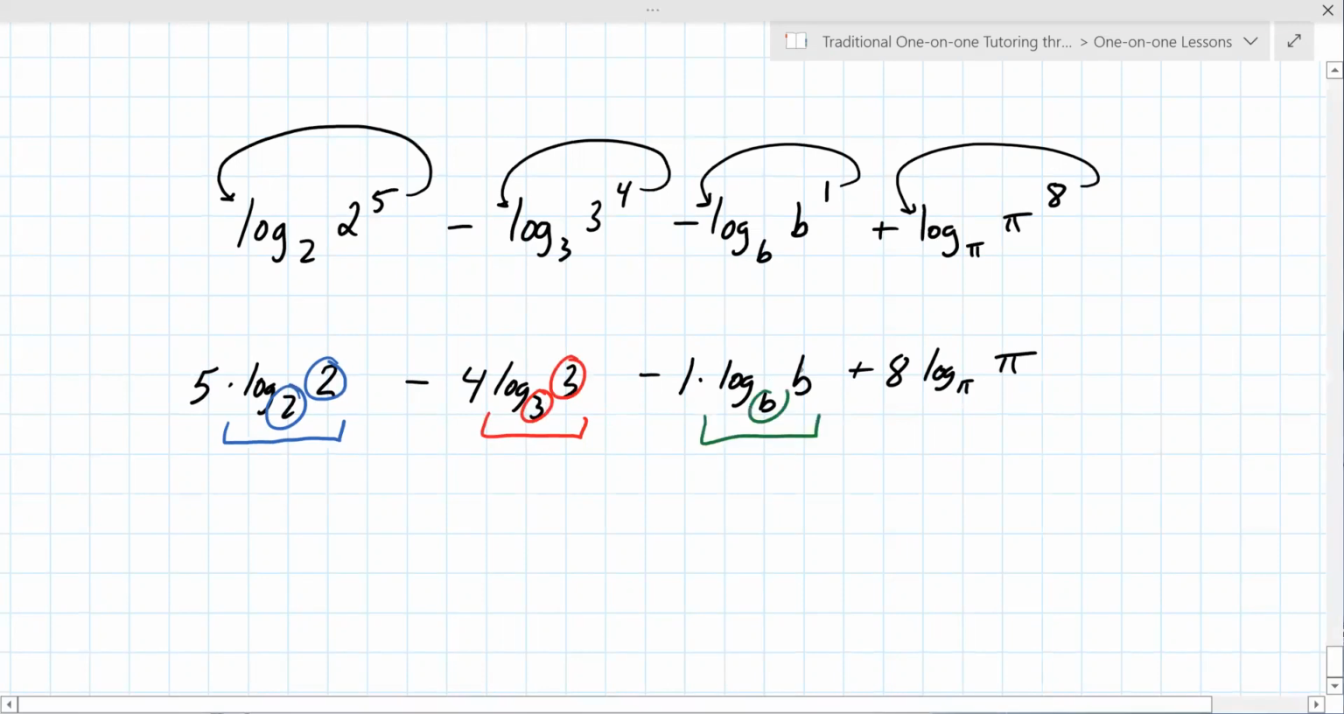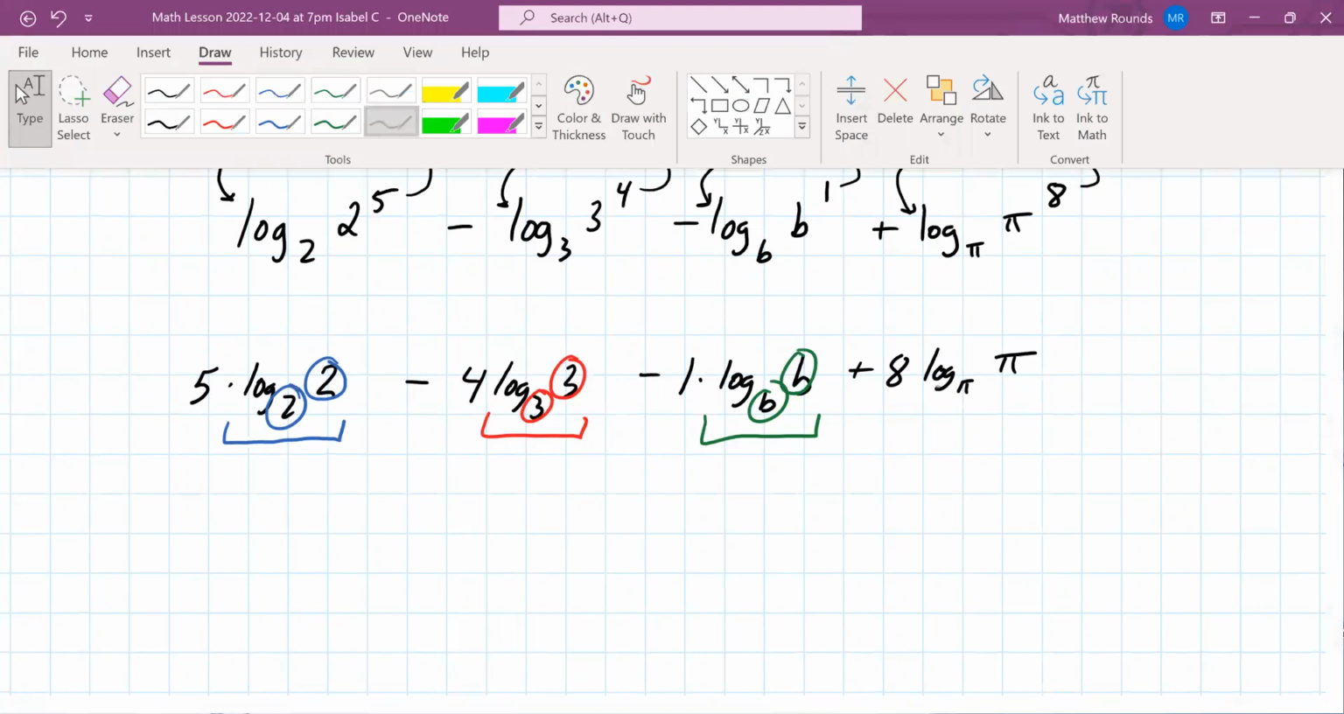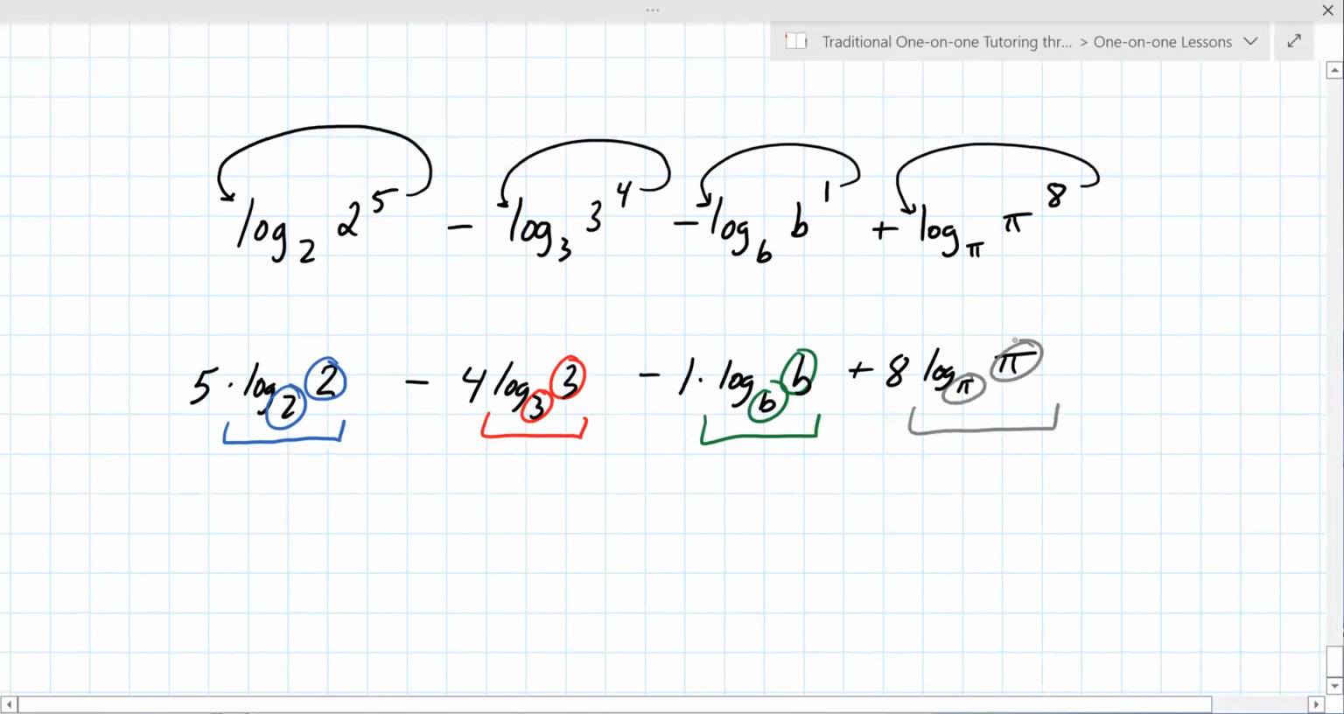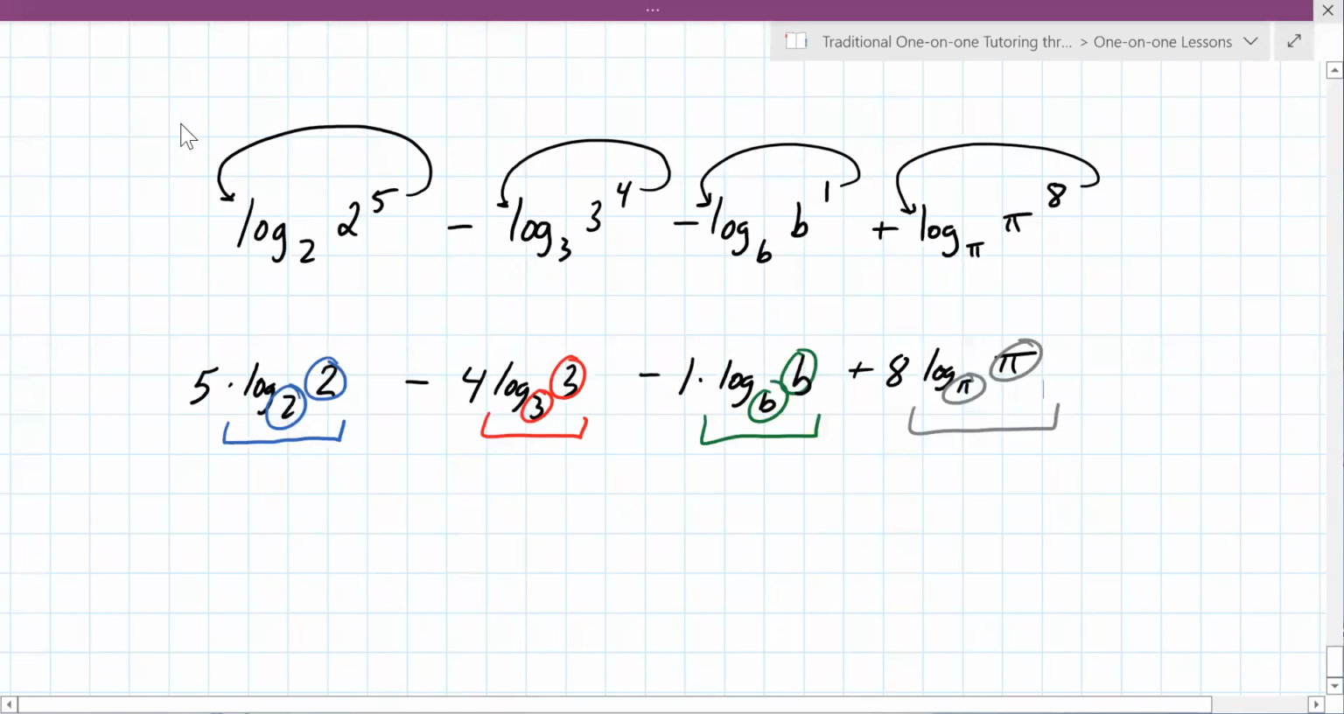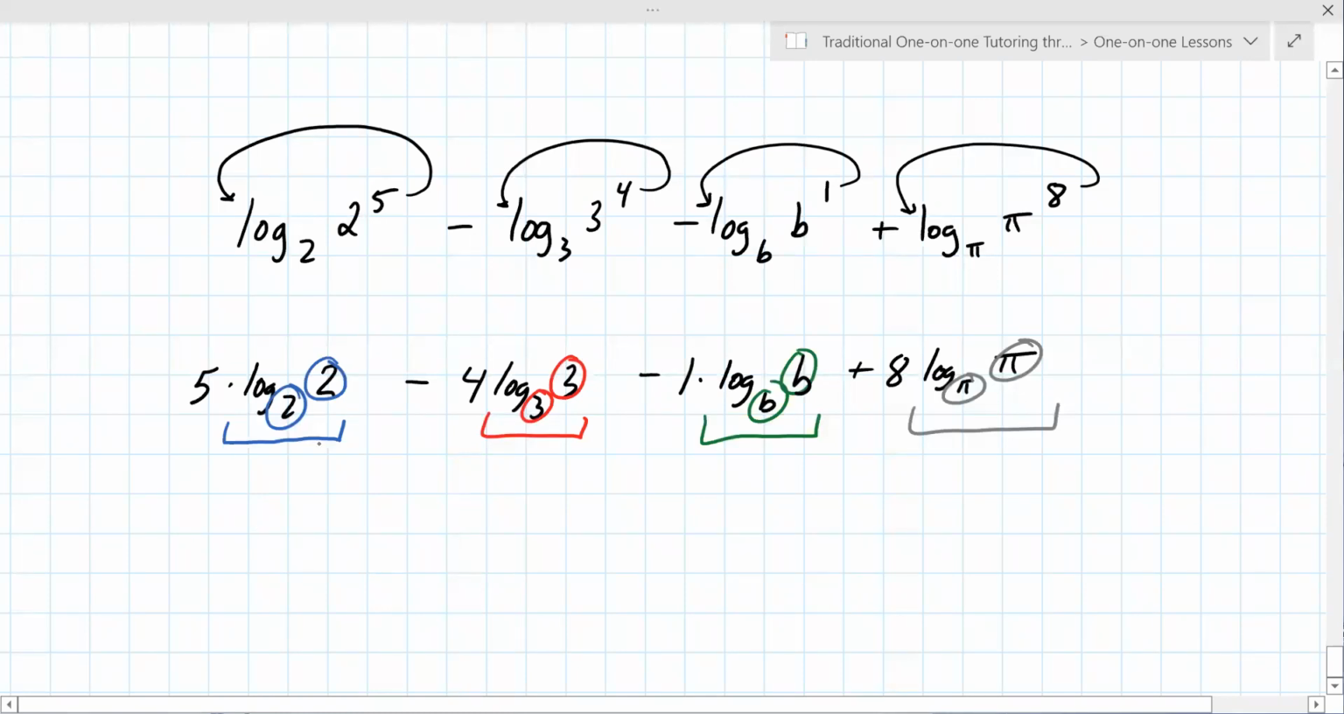Is that okay? Yeah. Clear? Yeah. Now, the reason that's so important is that you can reduce that. What do each of these reduce to? 1. 1. So it's 5 times 1 minus 4 times 1 minus 1 times 1 plus 8 times 1.